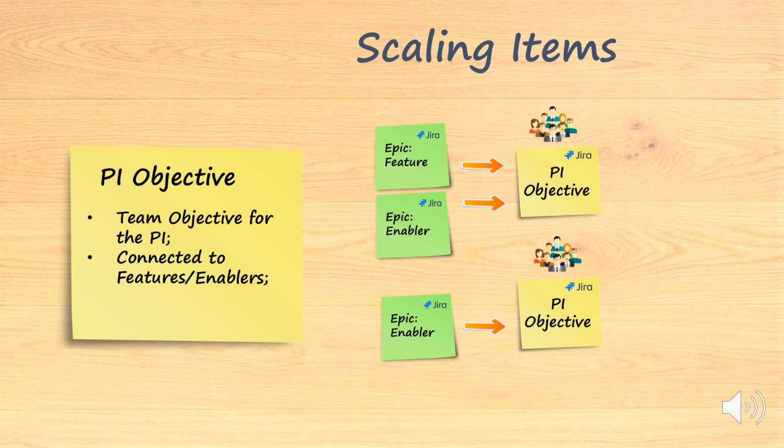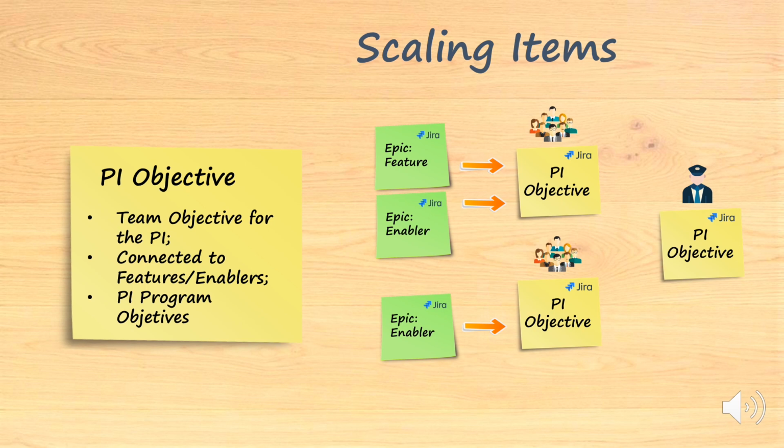After analyzing and consolidating each team's PI objectives, a release train engineer can also generate the corresponding PI objectives at the program level. In such a case, you can also connect those objectives to the teams' PI objectives using the linking mechanism. This will make it clear how the program PI objectives are generated.